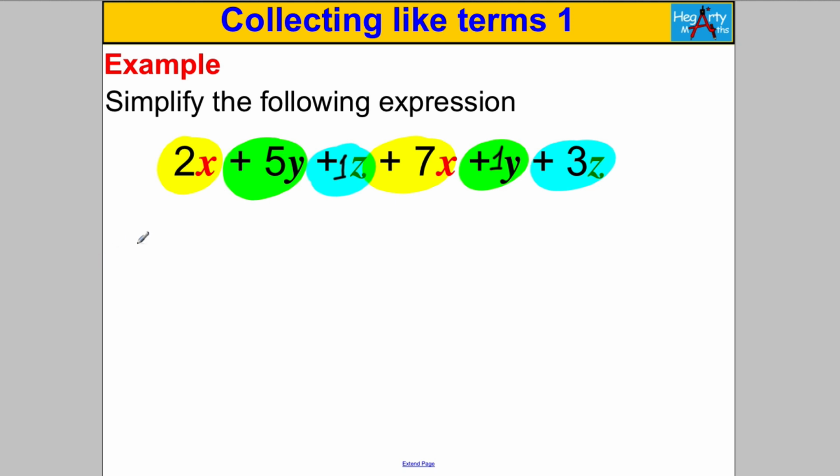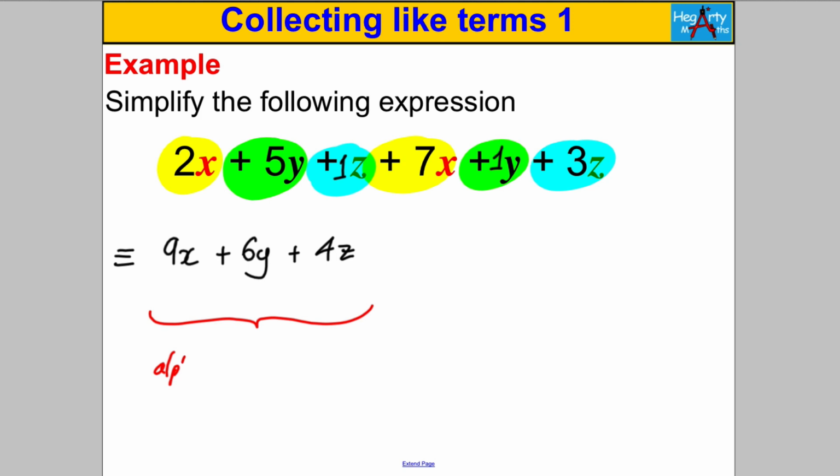Now use the identical sign. This is identical to 2x add 7x is 9x. Positive 5y add another 1y is positive 6y, so we write plus 6y. Positive 1z add another 3z is going to be positive 4z. And we leave these unlike terms like that. We have collected as far as we can. Now do note I do these in alphabetical order. I write how many x's I've got, and then how many y's, then how many z's. That's how mathematicians tend to do that. So we're going to stick with that convention.